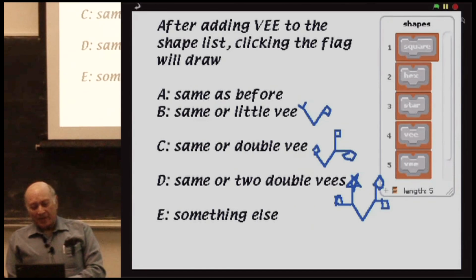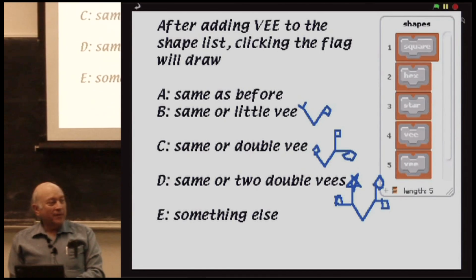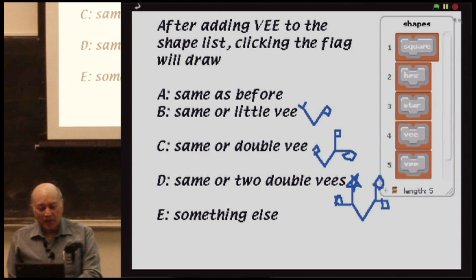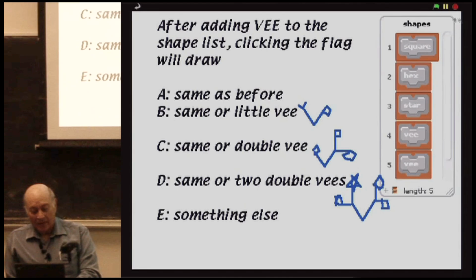after adding V to the shape list, clicking the green flag will draw: A, same as before. B, maybe the same as before, or maybe a V with a little v at the end. C, same as before, or a whole other V at the end. D, same as before, or 2 double V's, or E, something completely different.